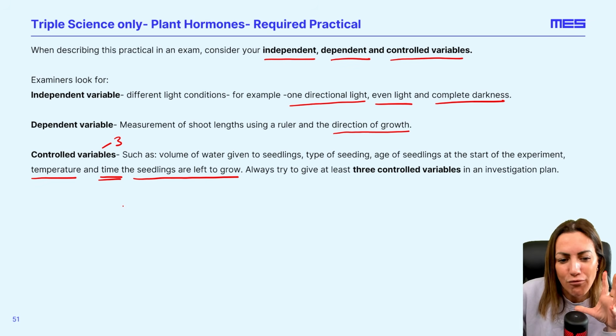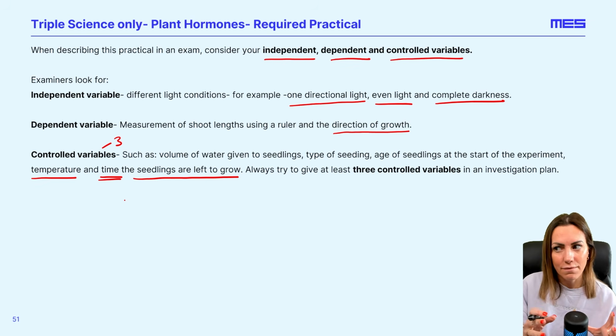And what I do when I'm writing a method is I make it very clear. I say, this is what I'm changing. So I'll have one in a box that's dark, one in open light, and one in a box with a hole cut in the side in one directional light. Make it very, very clear. Then I say, this is what I'm measuring, and this is how I'm going to do it. And this is what I'm controlling to make sure I get valid results.